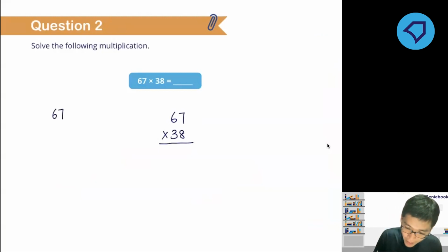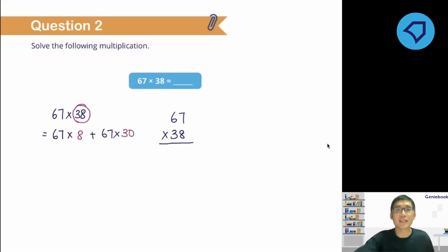Now, I know that 67 multiplied by 38 can be split into this. I can split my 38 into 8 and 30.